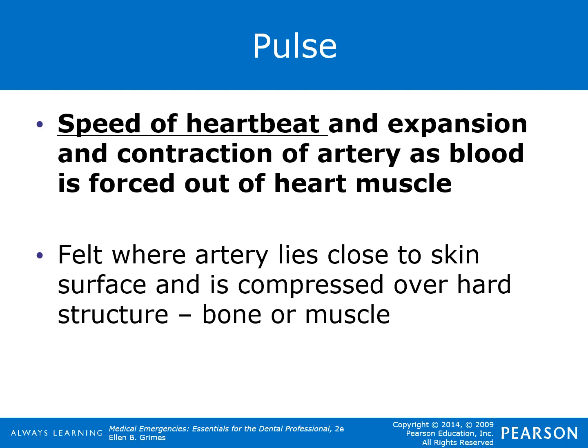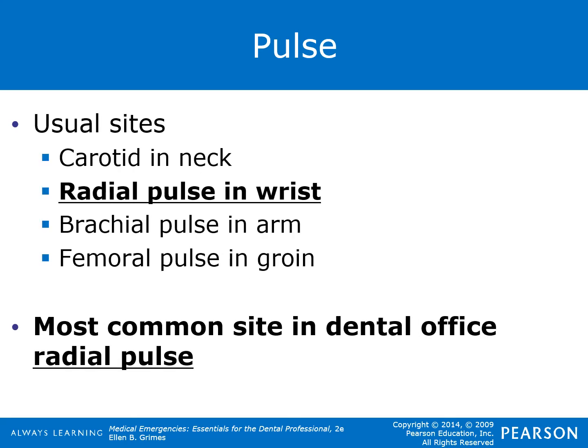Pulse is the speed of the heartbeat, and it's the expansion and contraction of an artery as blood is forced out of the heart muscle. So it's felt where the artery lies close to the skin surface and is compressed over a hard structure, bone, or muscle. Usual sites are the carotid in the neck, the radial pulse in the wrist, the brachial pulse in the arm, and the femoral pulse in the groin.